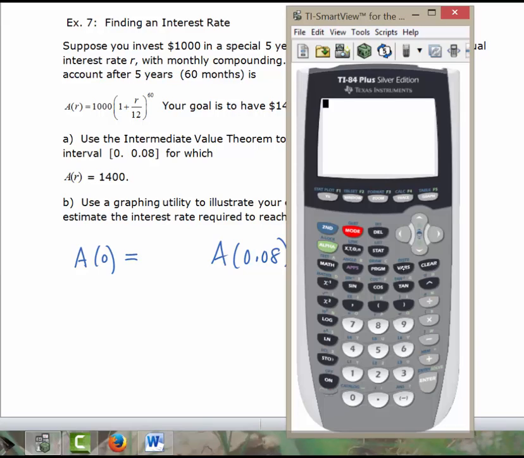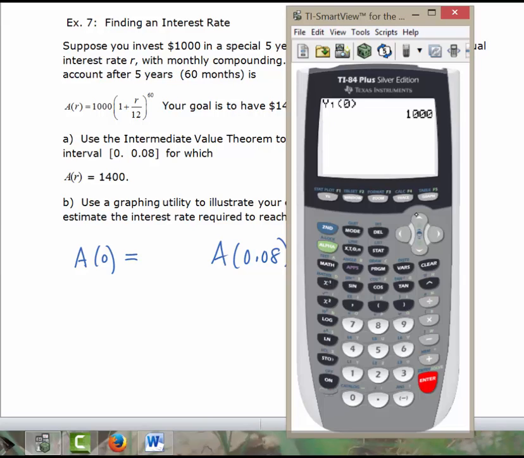So I'm going to hit the vars button and go over to Y-vars and function, since that's what we're dealing with. And we're dealing with the function that's in y1, so I hit enter. I want to evaluate my function for 0, and I get 1,000, which makes sense. Basically we're saying if I invested money at an interest rate of 0, after 5 years I would still have the $1,000. I wouldn't make any money at all.